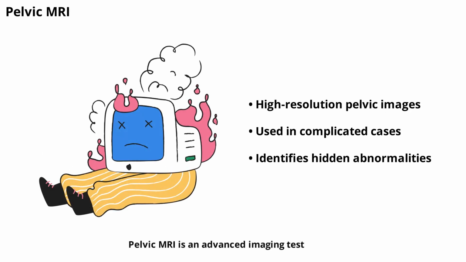Pelvic MRI is an advanced imaging test that provides high-resolution images of the pelvic region, including the anal canal and surrounding structures. It is reserved for complicated or recurrent cases where other tests have not provided enough information. MRI can help identify hidden abscesses, fistulas, or other structural abnormalities that may be affecting healing.